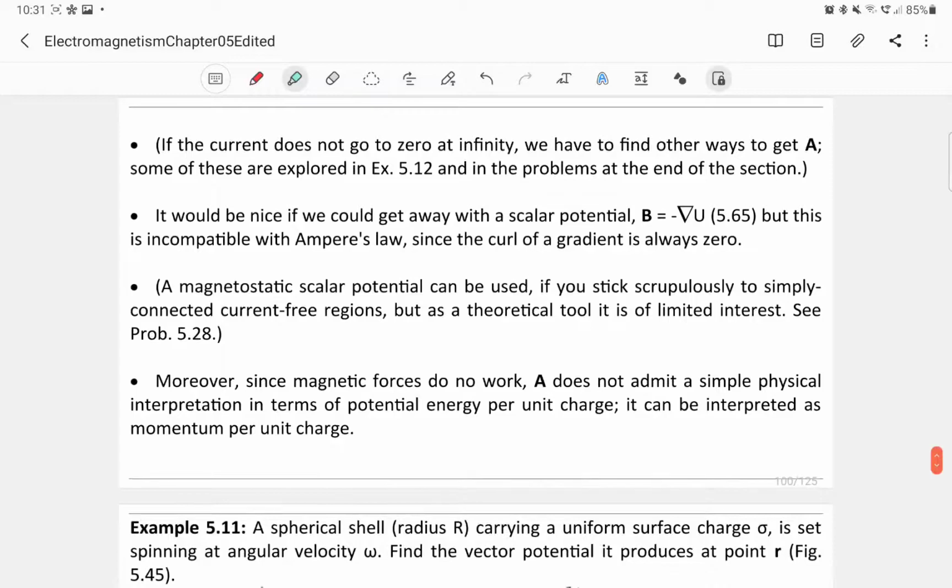Now if the current does not go to 0 at infinity, then we have to find other ways to get the vector potential, and some of these are explored in the examples which we will discuss later on, and of course in some problems in this chapter of the book. But unfortunately we cannot list down the problems, and if you have a copy of the book, then you can find those problems. So please take note of this.